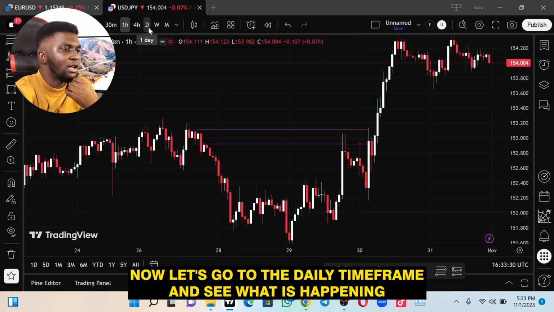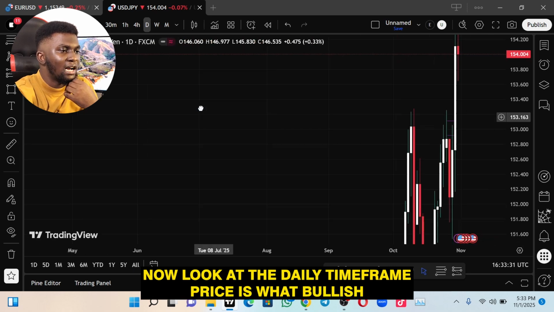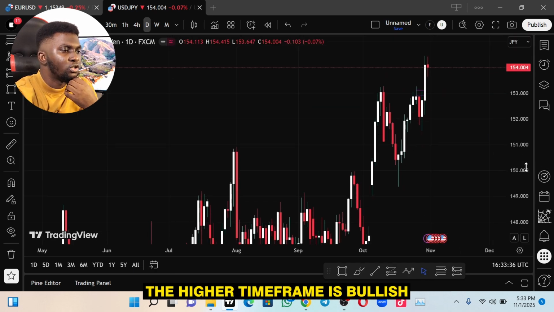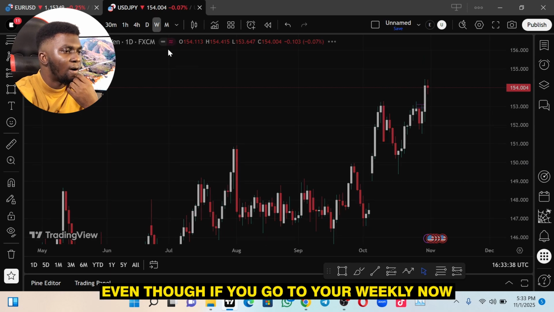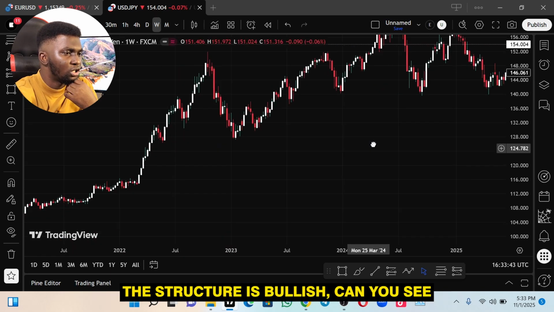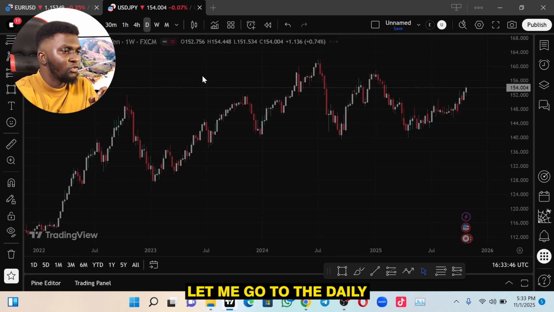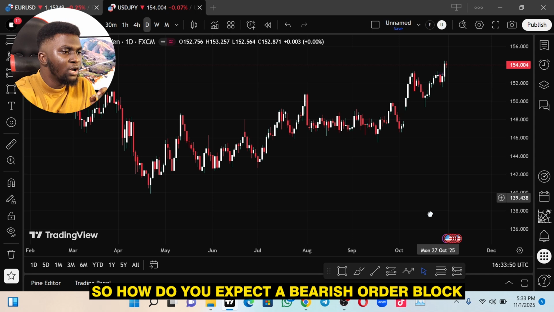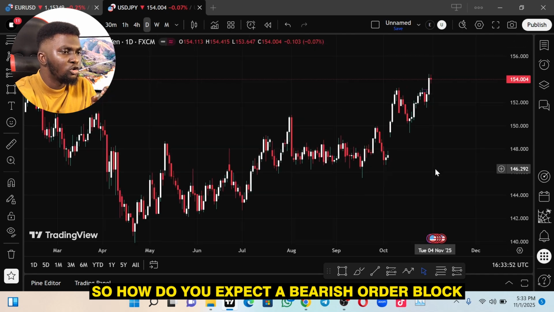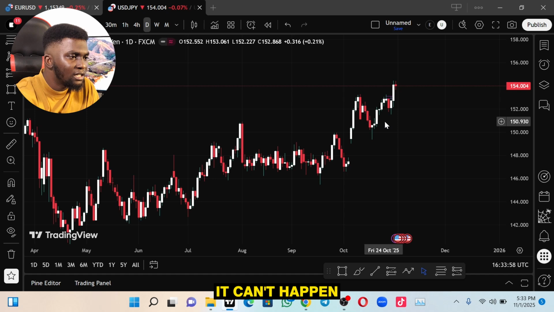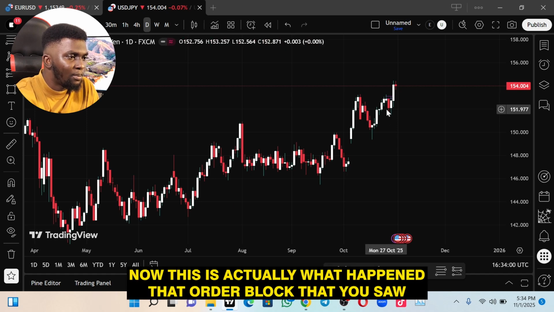Now, let's go to the daily time frame and see what is happening. Now, look at the daily time frame. Price is bullish. The higher time frame is bullish. Even if you go to your weekly, look at the weekly for instance, the structure is bullish. Can you see? Let me go to the daily. Look at the daily time frame. So the structure is bullish. So how do you expect a bearish order block to be respected in a bullish structure? It can't happen.